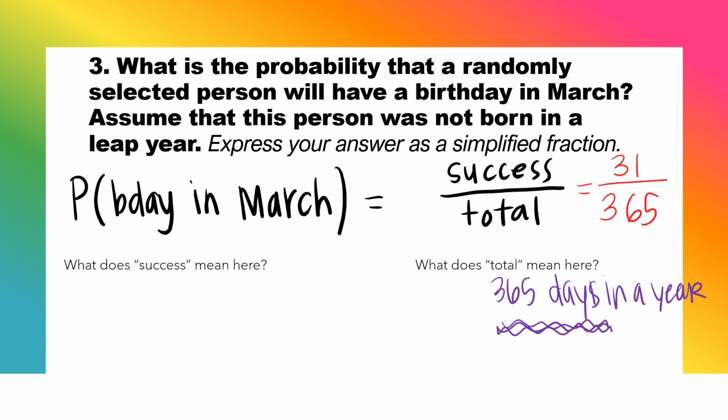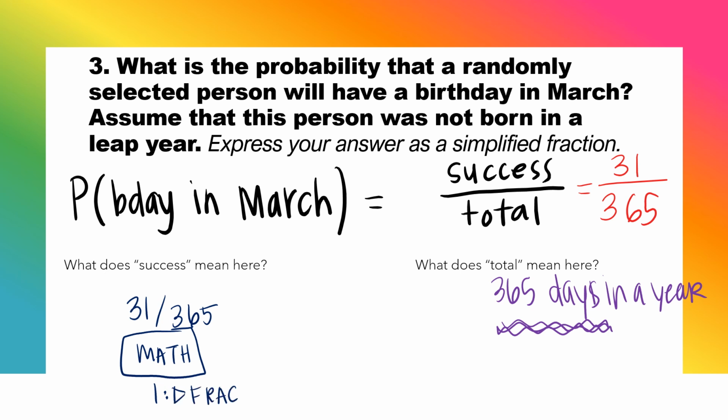One way that you can check that in your TI-84 is you'll just type in 31 divided by 365, and then you can hit the math button and choose the first option, which has a little arrow and says frac. That means convert it to a simplified fraction. And in this case, it's just going to return back to you 31 over 365, and that just tells you that that fraction cannot be simplified.